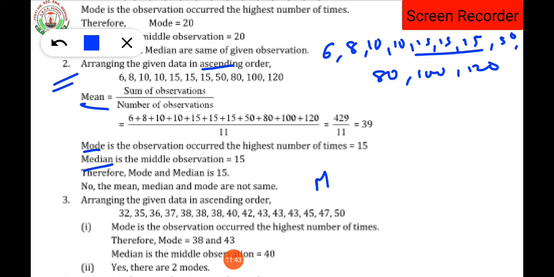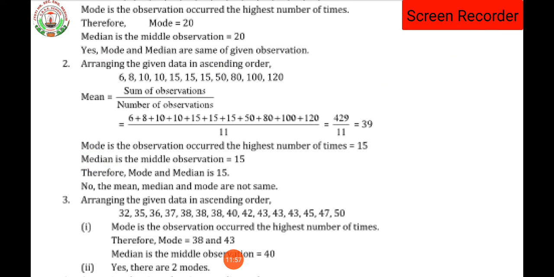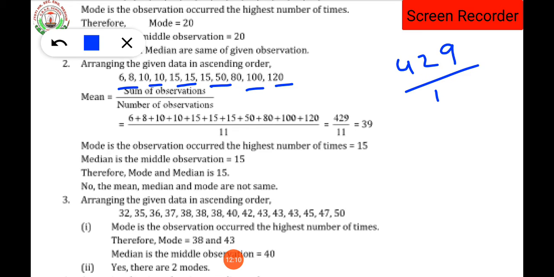The mean is the sum of all observations upon the total number of observations. So all the data, 6 plus 8 plus 10 plus 10 plus 15 and so on, will be added up to 120. Then after addition, how many observations are there? The total number of observations is 1, 2, 3, 4, 5, 6, 7, 8, 9, 10, 11. So the sum will be divided by 11. Now divide it, how much will you get?